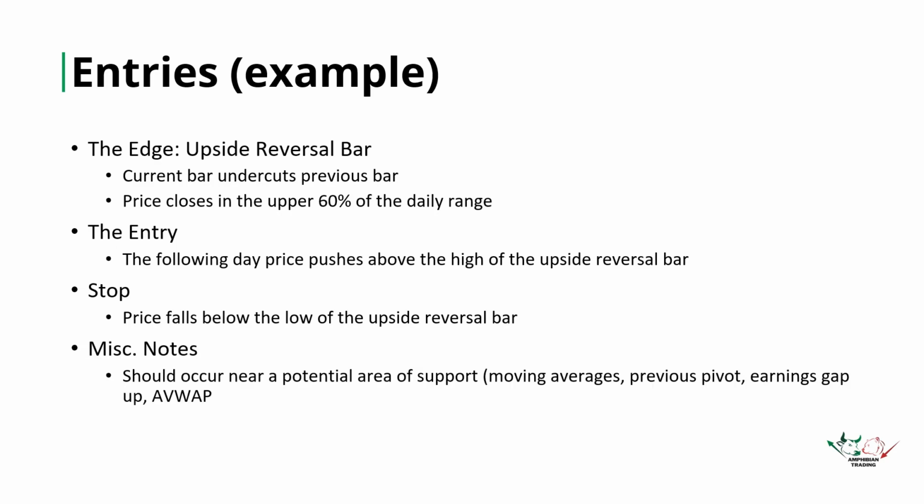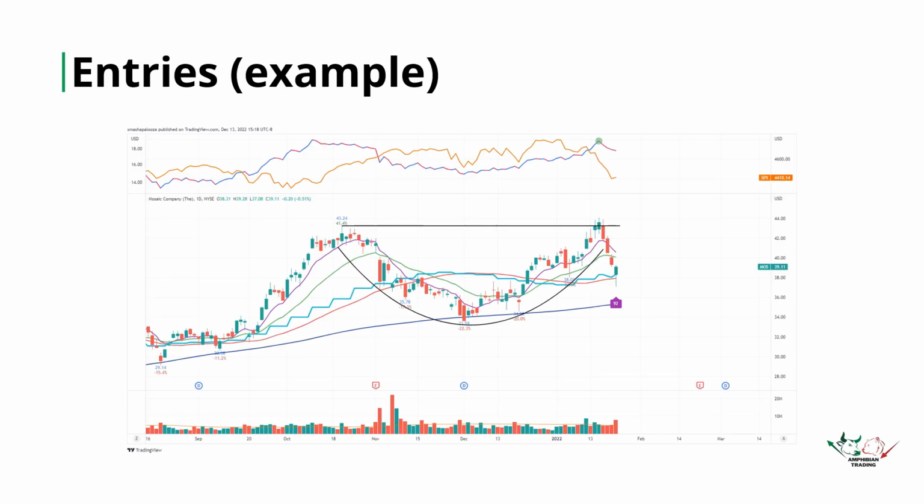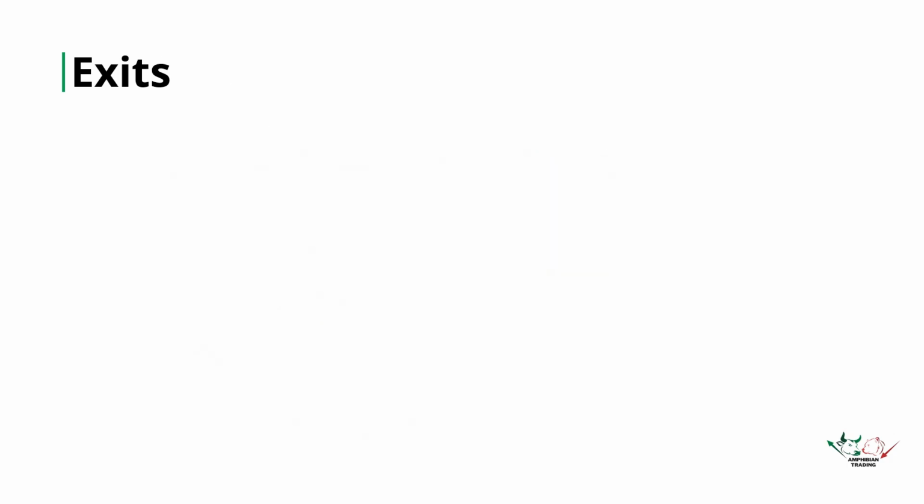Lastly, some miscellaneous notes. The upside reversal should occur near a potential area of support, which I then defined what those areas are. And then lastly, I have a screenshot of what this setup looks like. So as you can see, it's very important to go through this process for every edge you have. You really need to take the time, clearly define your edge, and then define what gets you into the trade, when it fails, and all those miscellaneous details. Let's go ahead now and move on to exit rules.